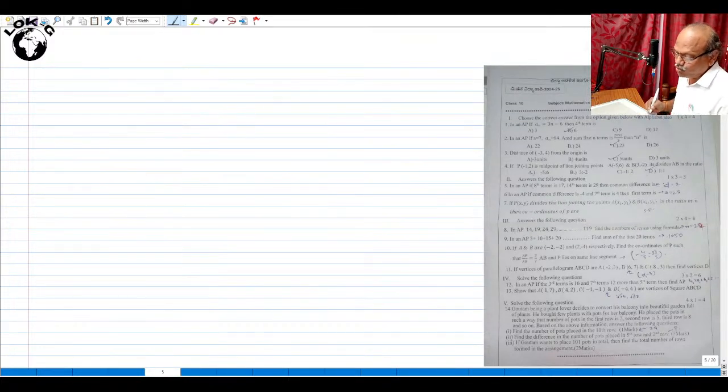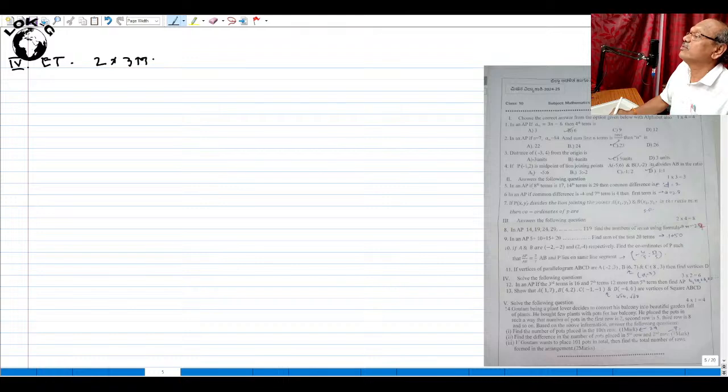As we move on to the next level, the difficulty level also slowly goes on increasing. It's a well set paper, right? Very interesting paper. Fourth main, we call it ET, essay type questions. Here you have to answer 2 questions, each carrying 3 marks, so it is a 6 marks question. If you take the 12th problem, it reads like this.